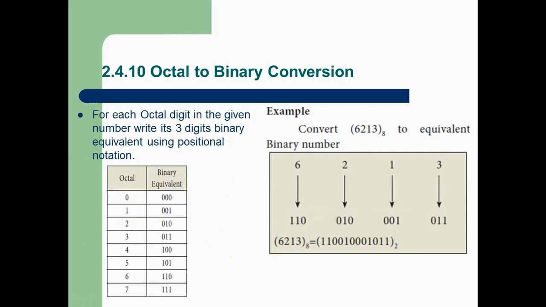In the same way, if you want to convert an octal number into binary, what we want to do is, for each and every octal digit in the given number, write the 3-digit binary equivalent. For example, here you can see 6213 base 8. If you want to convert this octal number into binary, you want to find the binary equivalent for each digit. So the binary equivalent for 6 is 110, for 2 is 010, for 1 is 001, for 3 is 011, which was listed in the table.